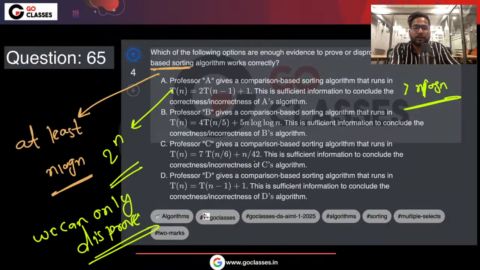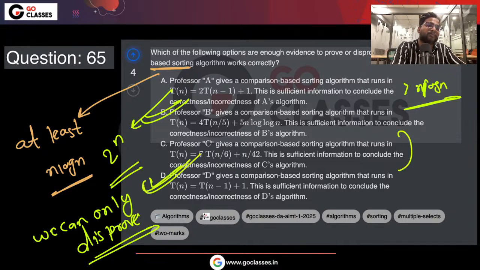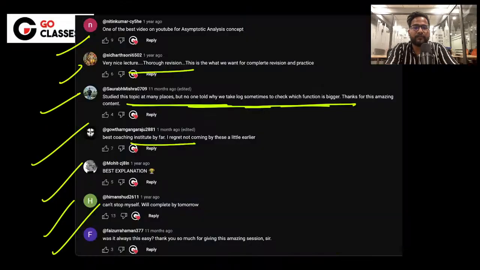So that is why I can say about B that this professor's algorithm is wrong. What about professor C's algorithm? What about professor A's algorithm? I don't know. So the question is which one has enough evidence to prove or disprove. For B I have enough evidence, and for D I have enough evidence. Understood? Let me know if there is any doubt. It was actually a nice question. So this is the end of all the questions that we had in AIMT.